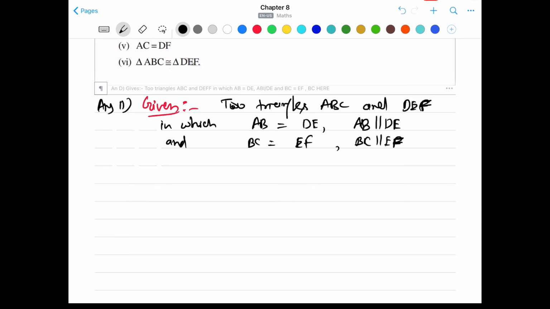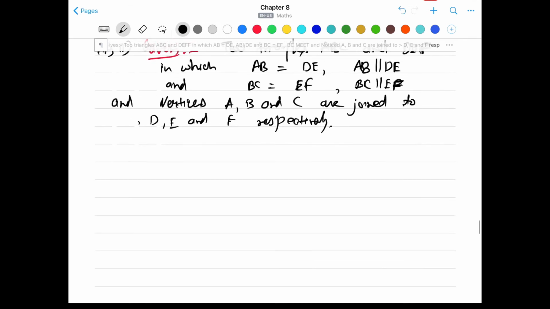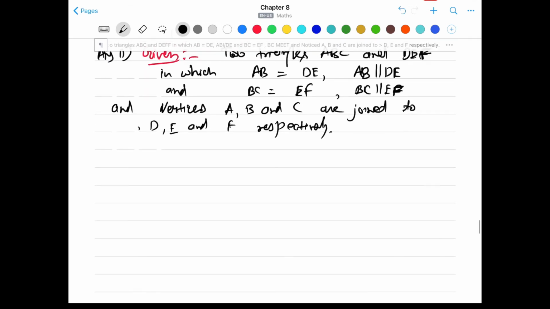Then vertices A, B and C are joined to D, E and F respectively. Okay, so these are the given information. We have to prove a total of 6 things here.